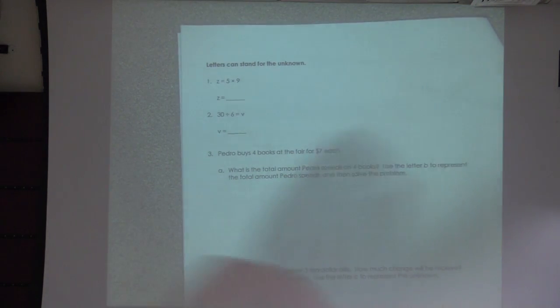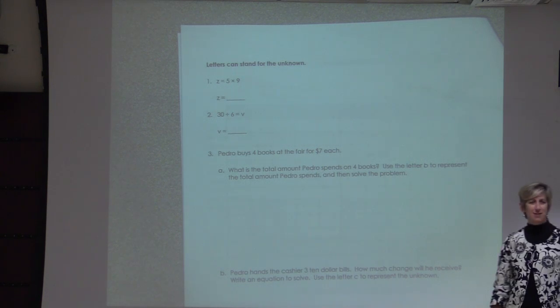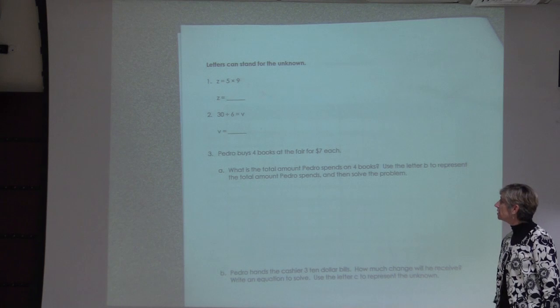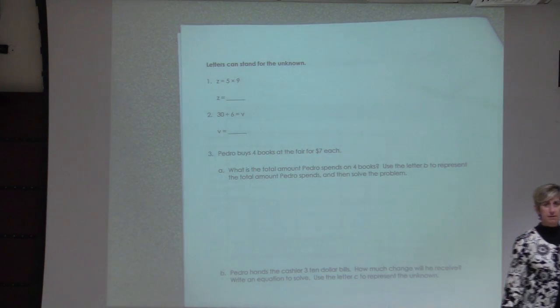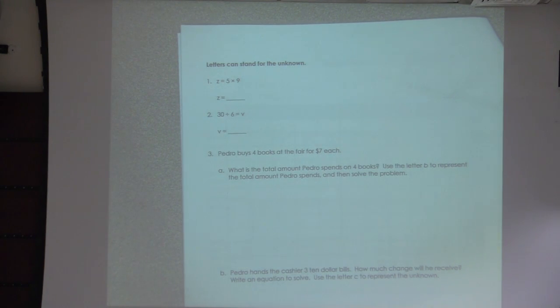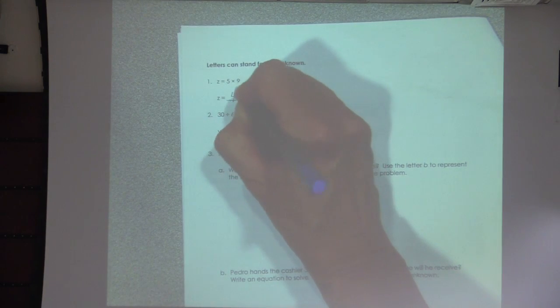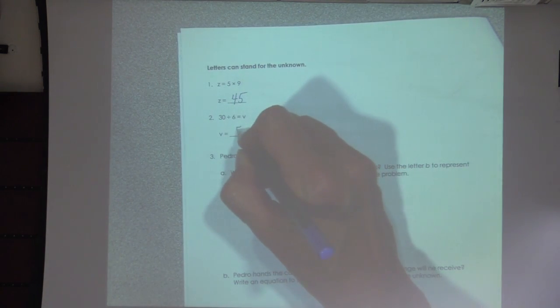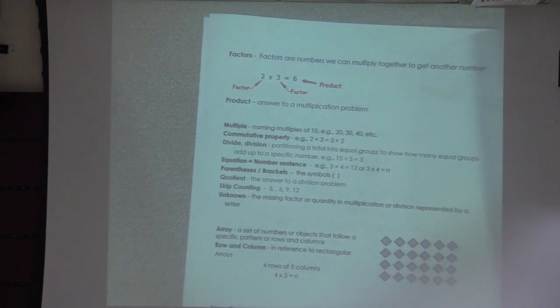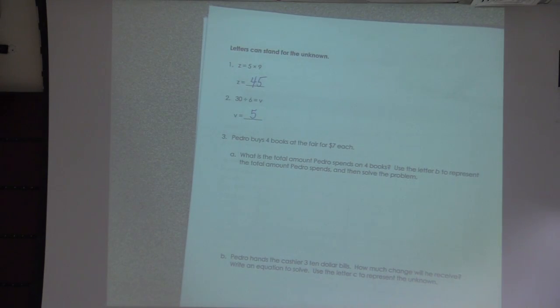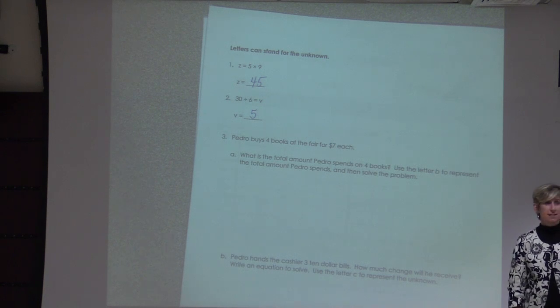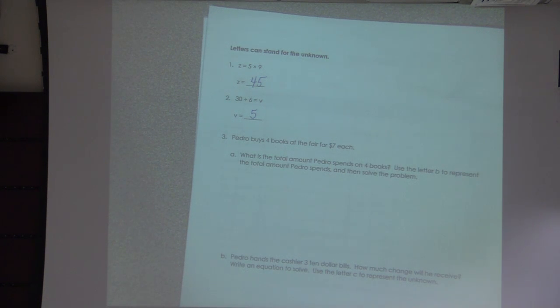As I mentioned earlier, these next 2 problems are just about the idea that we're not using a blank space or a question mark, and the idea that the letter is the value, and they will be asked to start writing their equations using letters. So Z would equal 45, V would equal 5. If they didn't know those, they would be welcome to go back and use the chart, or use an array, or use whatever method they want to find the answer. This was more to introduce the idea of the letter.